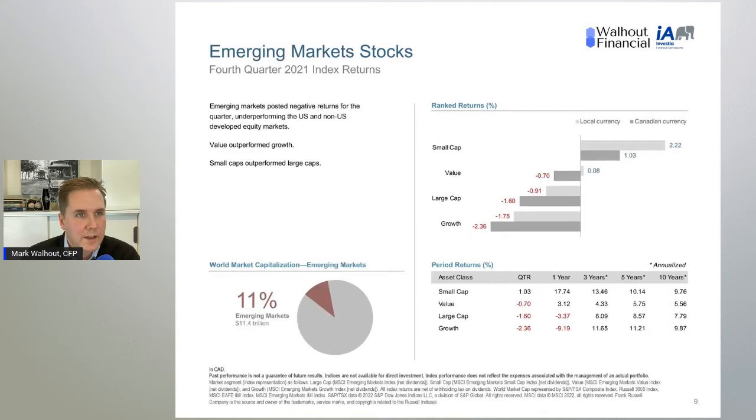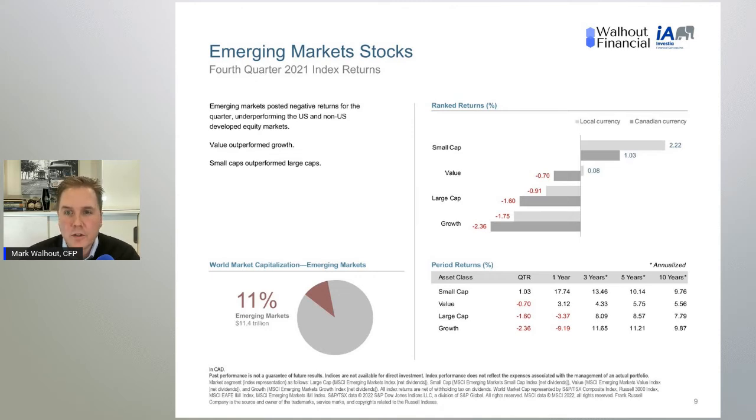For the next slide, we'll look at emerging market stocks. In Q4 of 2021, emerging markets posted negative returns on all asset classes except for small cap stocks. Value stocks outperformed growth stocks. Small caps outperformed large caps. And the Canadian dollar strengthened against a basket of emerging market securities. For the full year 2021, small cap outperformed large cap and value significantly outperformed growth. And so the tilts that we have in our portfolios towards small cap and value paid off in emerging markets, and there was some outperformance there.